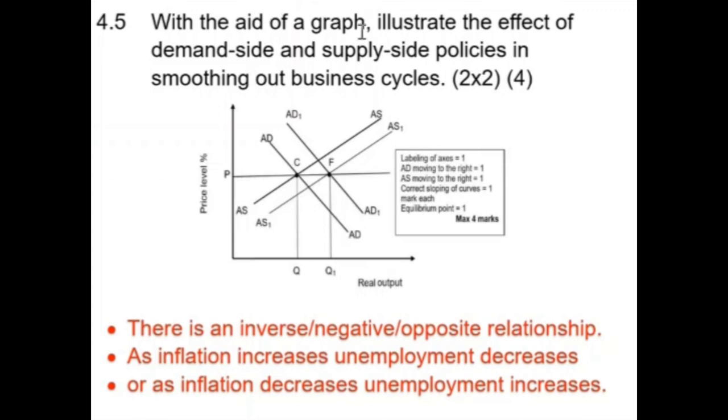With the aid of a graph, illustrate the effect of demand side and supply side policies in smoothing out business cycles. They want you to draw the economic paradigm. So you start with your grade 9 demand and supply curve. Then you jump your demand curve to the right because demand is increasing. What do you know? We can't just increase demand. We must also increase supply. I see this mark allocation is 4, but in a test or in an exam, this will count 8. And you will get 4 marks for the graph and another 4 for explaining what is happening here. I'm not going to spend more time on this because I think we have done this quite detailed today. Okay, moving on.